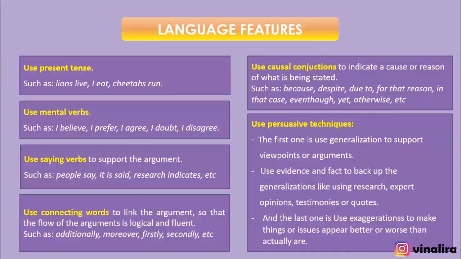And the last one is use persuasive techniques. The first one is use generalization to support a viewpoint or argument. And the second is use evidence and fact to back up the generalization, like using research, expert opinion, testimonies, or quotes. And the last one is use exaggeration to make things or issues appear better or worse than they actually are.